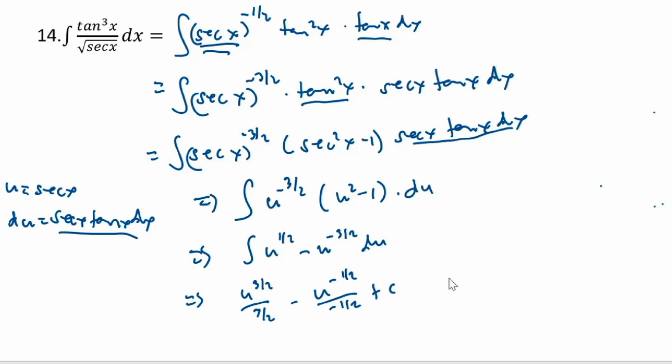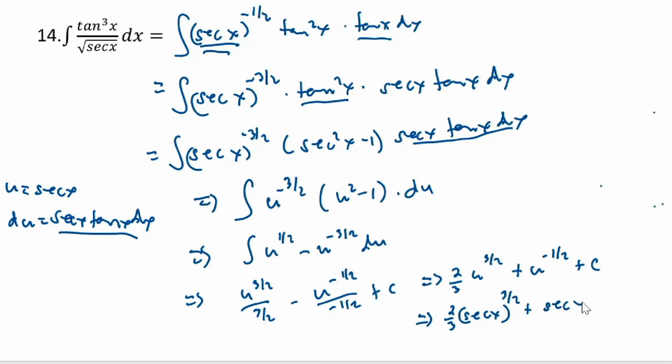So by simplifying that, we can rewrite that one as 2/3 of u to the power of 3 halves, and negative and negative 1 half becomes positive. So we have positive u to the power of negative 1 half plus a constant. So by substitution again, the meaning of u, we have now 2/3 of secant x to the power of 3 halves plus secant x to the power of negative 1 half plus a constant. And that is now the answer to that problem.